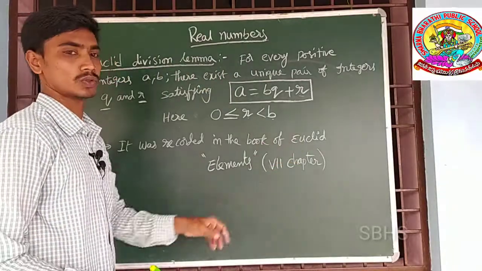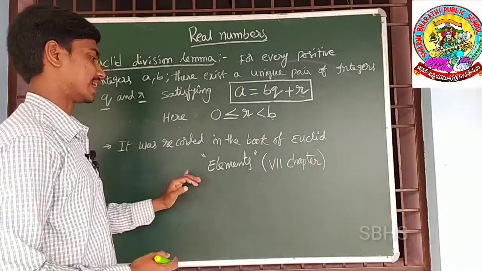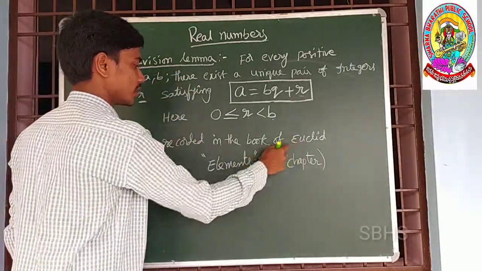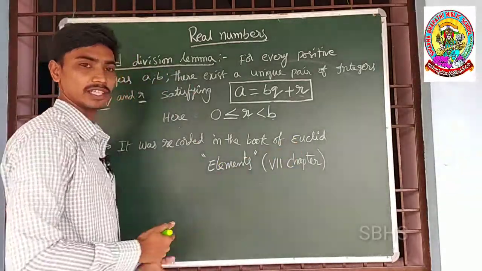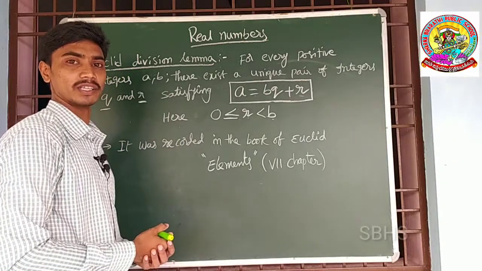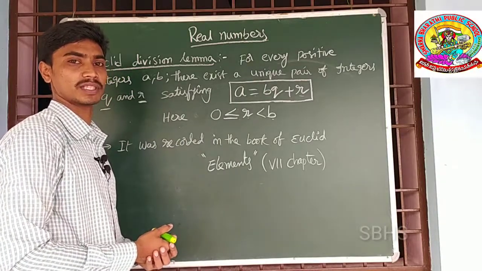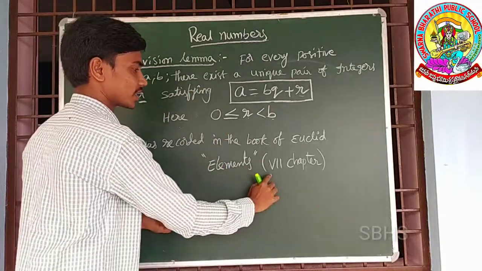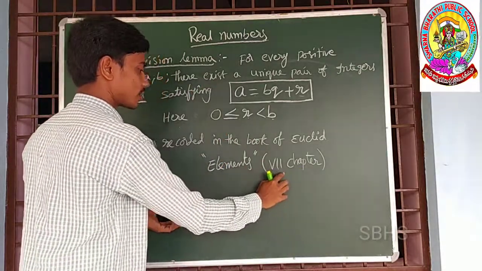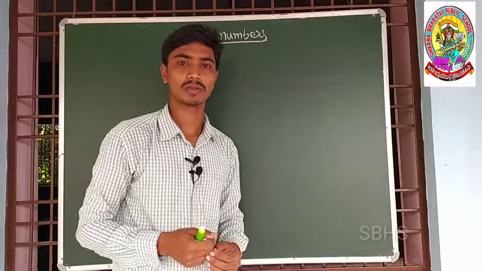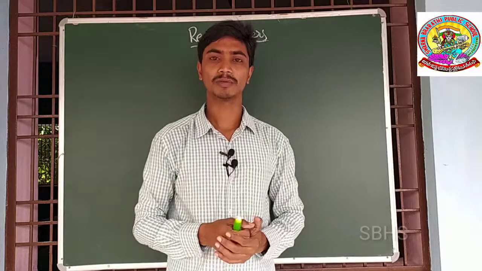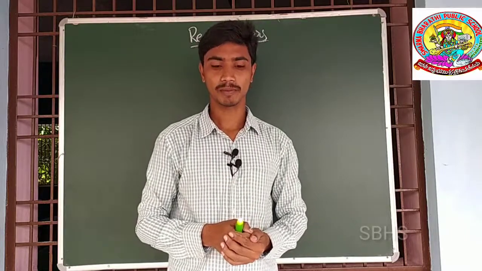Actually, Euclid wrote two books, that is Elements and Data. This definition was recorded in the book Euclid's Elements. The book Elements is divided into 13 chapters, or some people say 13 books, but the definition was given in the 7th chapter or 7th book of Elements. So now I will explain how to determine the HCF of given numbers by using Euclid division lemma.